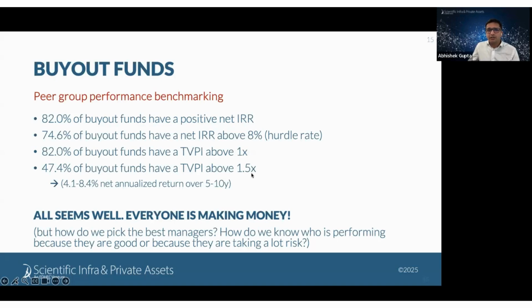And that's net TVPI, right? After fees. So by looking at these numbers, we can say that all seems very well, and everybody is enjoying these high returns in private equity.